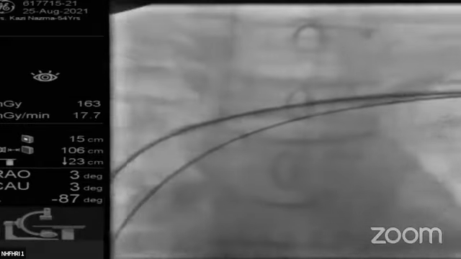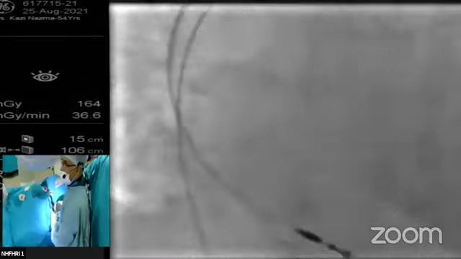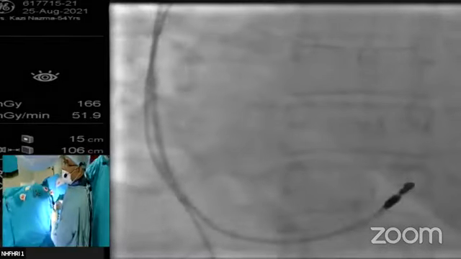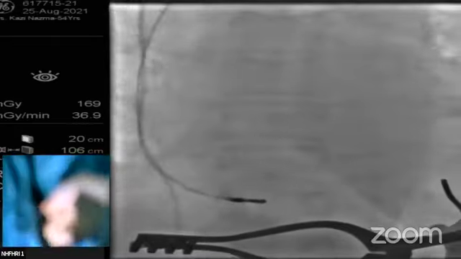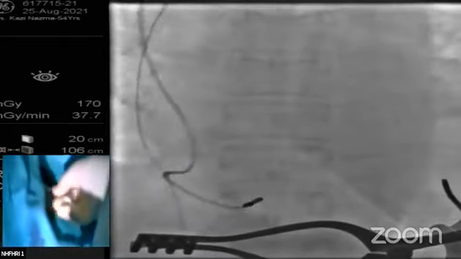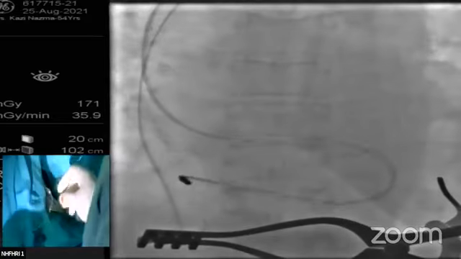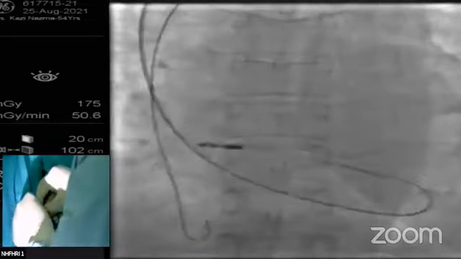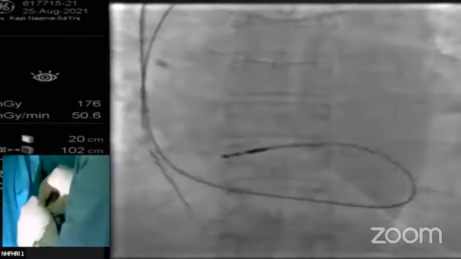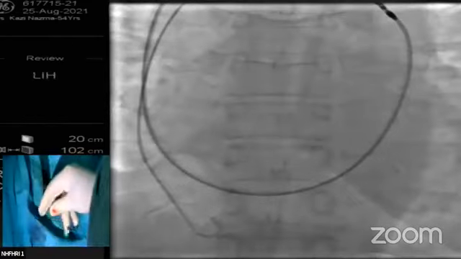So go down. This is the RV lead. RV2. First the right atrium. This is where I usually make a loop, then go to the RV outflow tract. This is the RVOT.